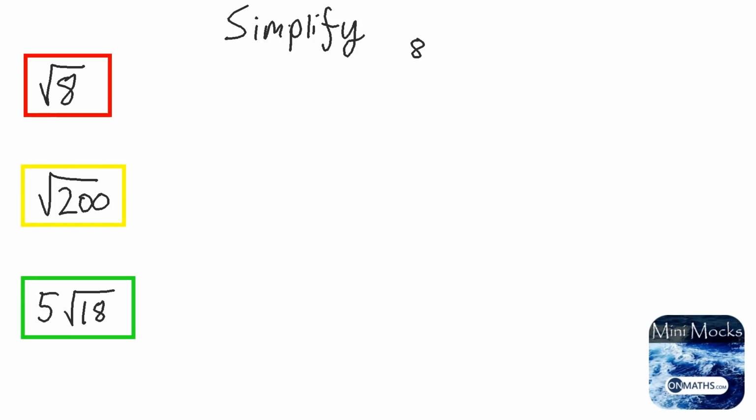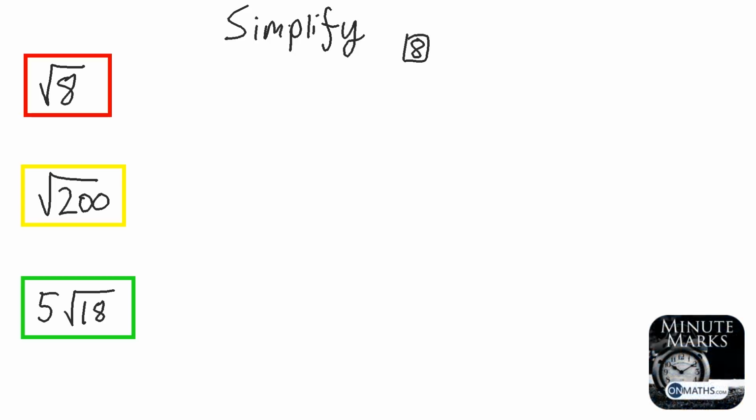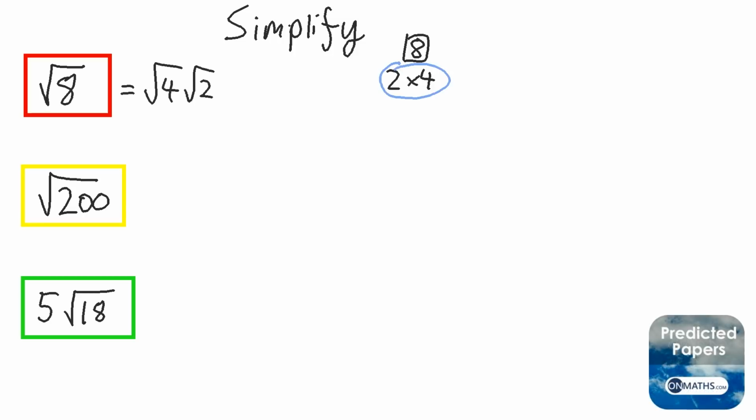So the first one, I'm going to do the factor pairs of 8. Well, I know that 2 times 4 is 8 and 4 is the square number. So I'm going to write that as root 4 root 2. Don't forget to put the square number first. Root 4 is 2, so that's just 2 root 2.